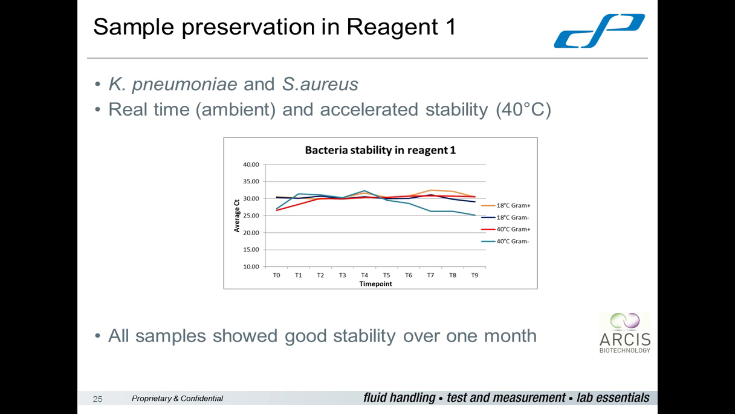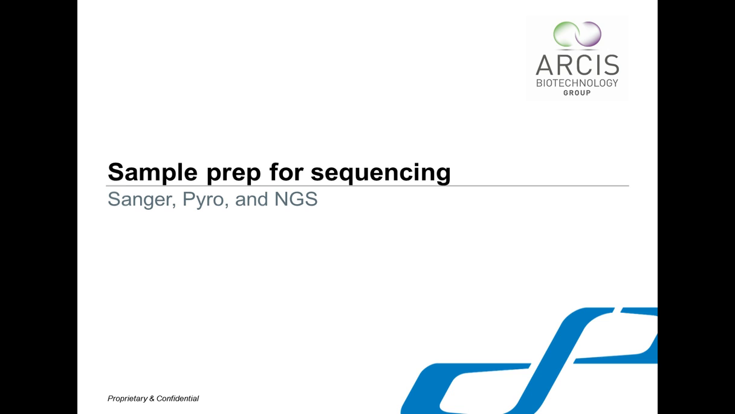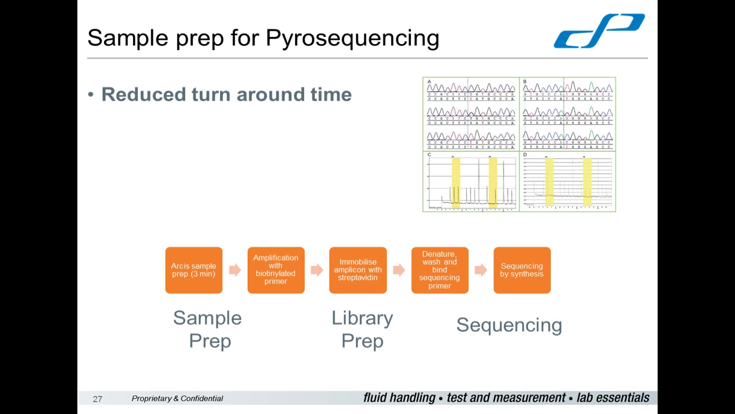But if I can move on slightly from the qPCR data and talk about sample prep for sequencing. So in our development studies, we've tried the following. We've tried Sanger sequencing, we've tried Pyro, and we've taken early steps into sample prep for next generation sequencing. So if I begin with sample prep for Pyro sequencing.